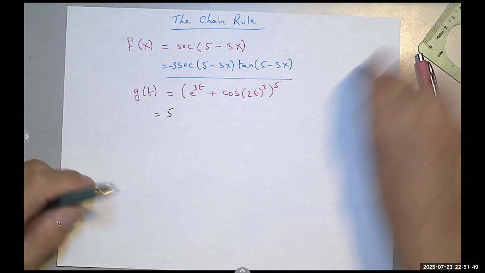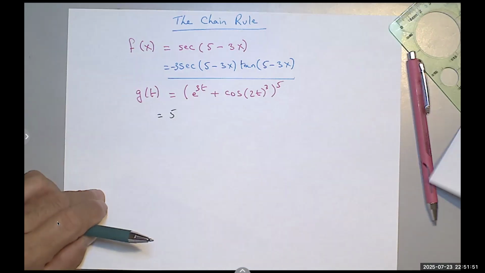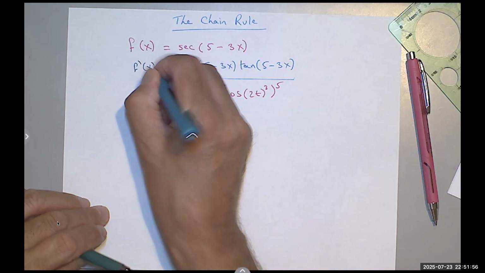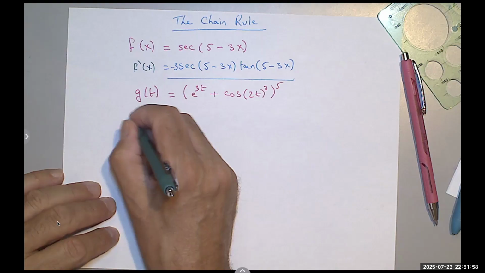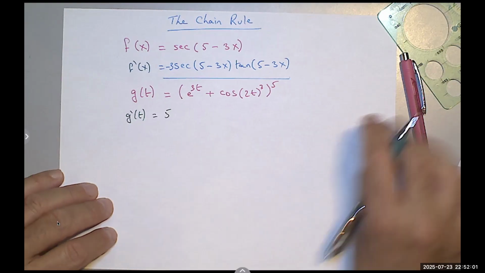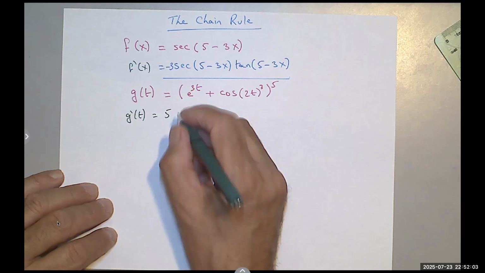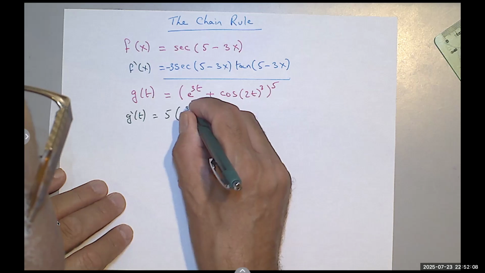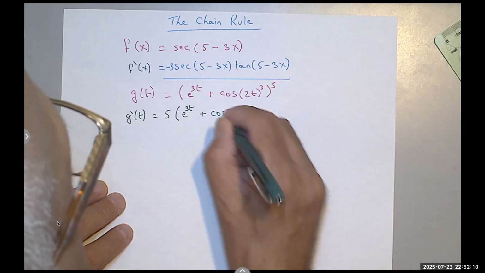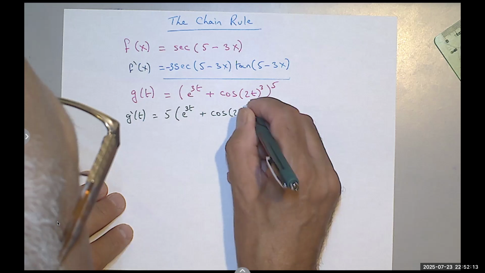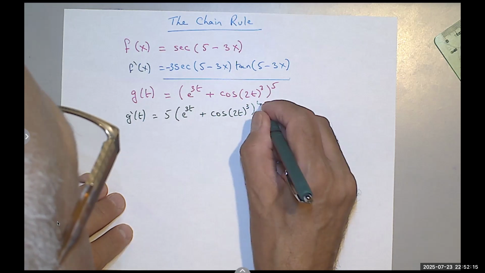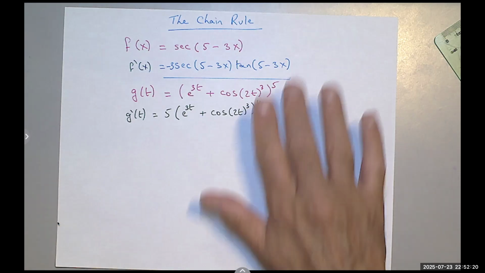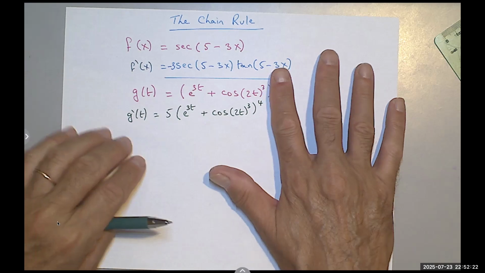So I forgot to say here f prime of x, right? And here also I'm going to say g prime of t. So 5, and what's inside, as if it's an x, I write it as it is. I don't change anything. That's the derivative of the exponent. So I'm done with the exponent as if I didn't have this 5.